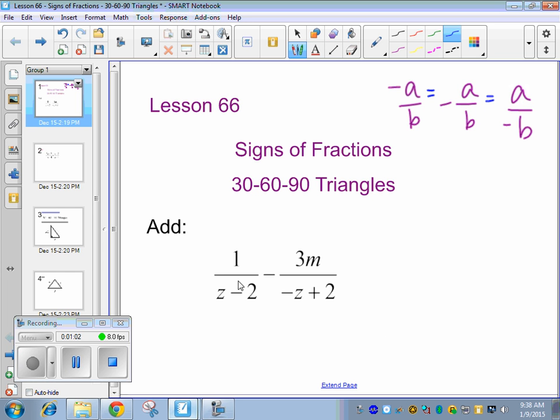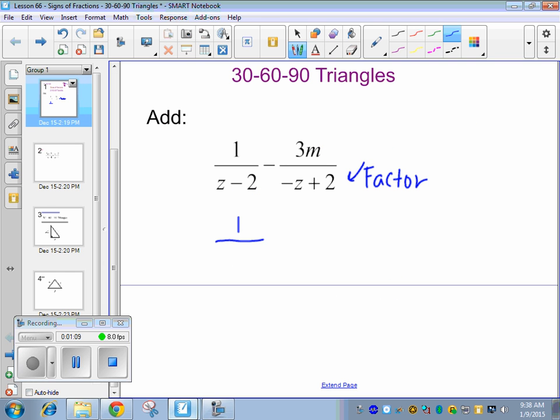They're really close, right? But they're not the same. So what we need to do is factor out the negative sign from the denominator right here in order to make it the same. So I have 1 over z minus 2 minus 3m over. And we're going to factor out the negative sign. So when we factor out the negative sign, it affects both terms, right? So if I take a negative out of the z, we get a positive z. And if I take a negative out of this 2, we get a negative 2. So it's going to change both signs.